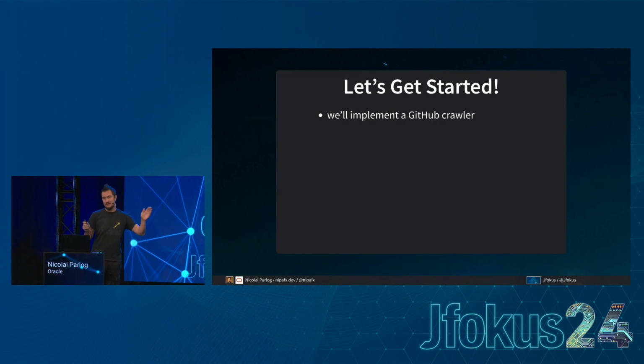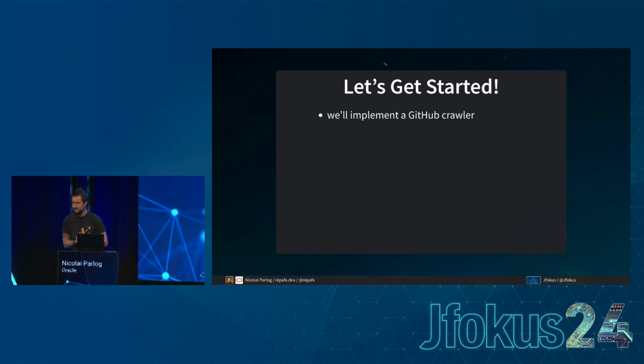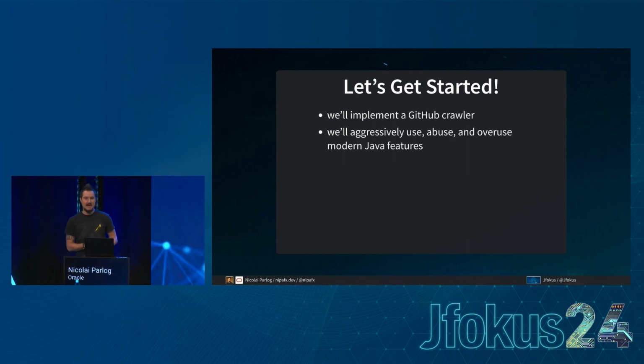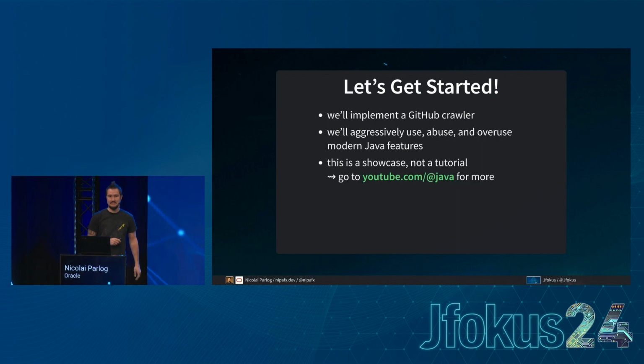We'll implement a small GitHub crawler, although it's not small enough to code everything here, so we'll occasionally get some support from Git, which is my old man version of AI. We'll aggressively use, abuse, and overuse modern Java features. Not everything is meant to be how I will do it in my production project. There's a lot of it just to get inspiration.